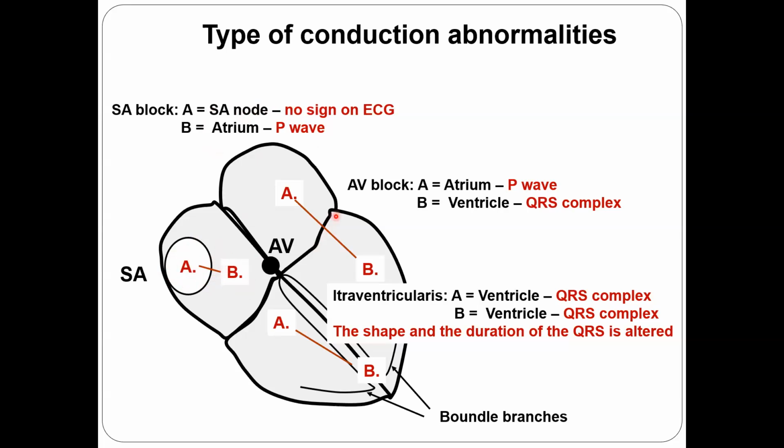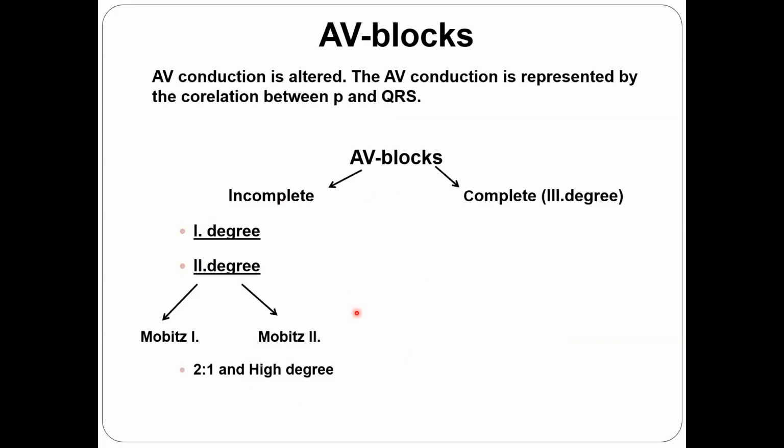The best one to look at is the AV block, because we do see the sign of the atrial activation, this is the A, and we do see the sign of the ventricular activation, that's the B, and we are evaluating the connection between these two, between the P and the QRS complexes. And in intraventricular blocks, we are talking about the QRS shape and the width of the QRS, because in the area that has a block, the charge goes through the muscle, so that has a muscle conduction.